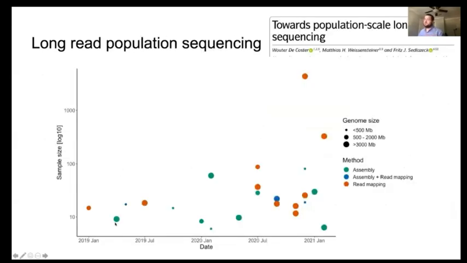So it's no surprise, as we highlighted in our recent review, that the number of studies using long reads is increasing over time. Here is time on the x-axis and the number of samples per study on the y-axis, and we indicated with the circle the genome size that is targeted.